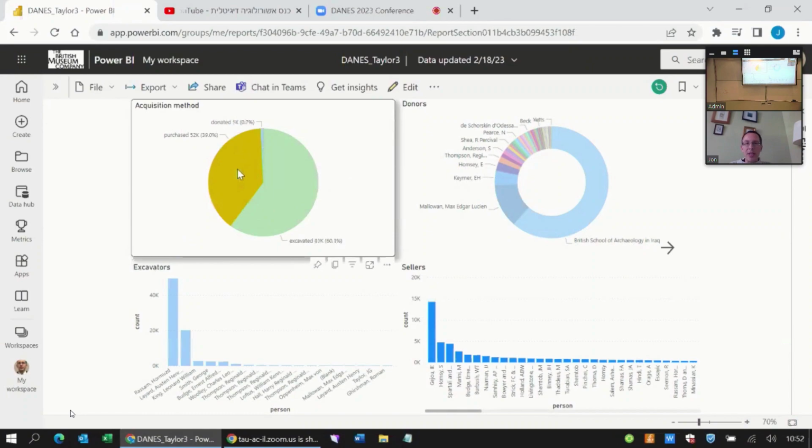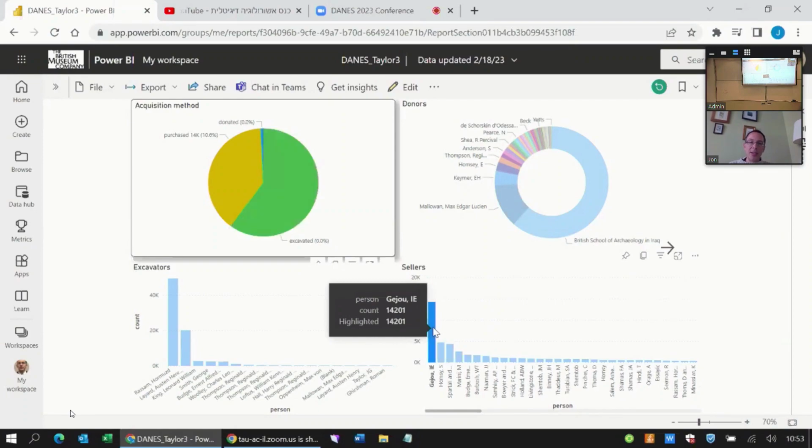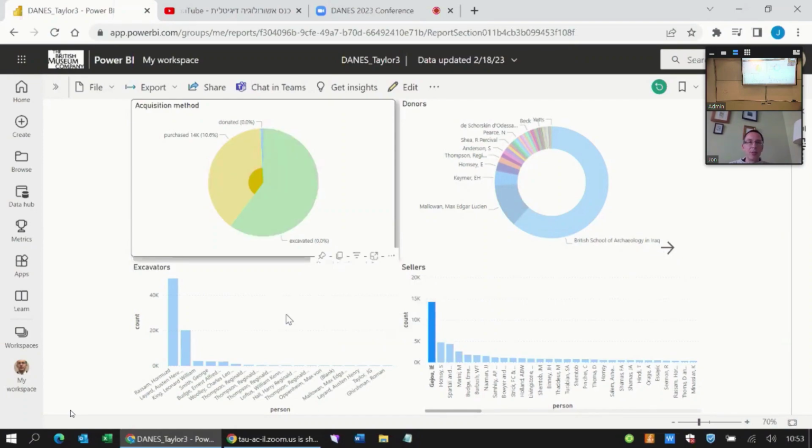Then we can slide over to the purchase material. We can have a list of, oops, sorry, try again. A bit fiddly on a small screen. So all of these people who have sold cuneiform to the museum. The biggest single seller is Ibrahim Jeju, not a huge surprise. And there's his slice of the pie.